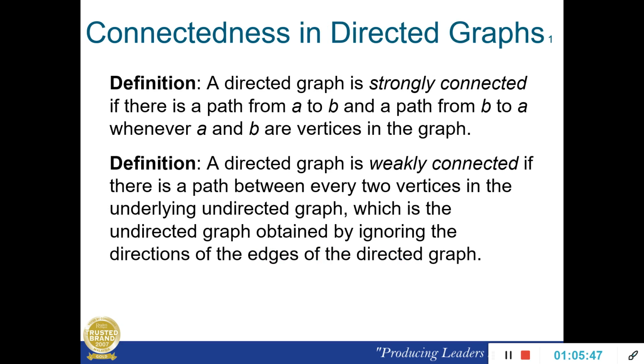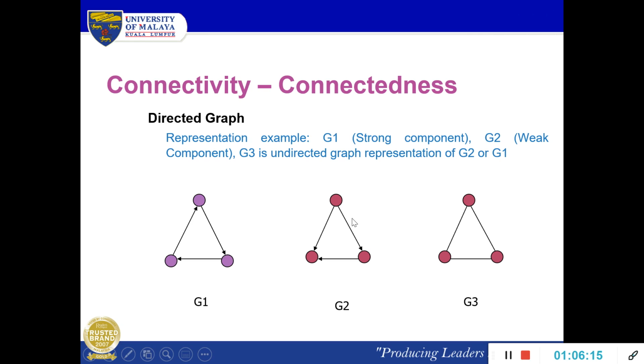Connectedness in a directed graph. A directed graph is strongly connected if there is a path from A to B and a path from B to A whenever A and B are vertices in the graph. Okay, you have strongly connected and you have weakly connected directed graphs. A directed graph is weakly connected if there is a path between every two vertices in the underlying undirected graph. So you assume this directed graph is like an undirected graph. Okay, let's see the example.